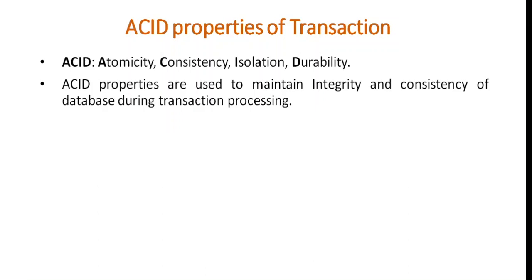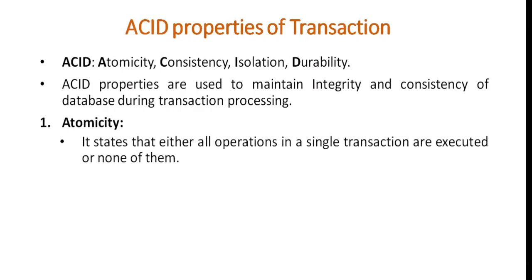These ACID properties are used to maintain integrity and consistency of the database during transaction processing. Whenever we execute any transaction on a database system, we want the correctness of data and the consistency of the database. So to ensure these two conditions, that the database consists of correct data and is in a consistent state, we need to ensure that the transaction satisfies ACID properties.